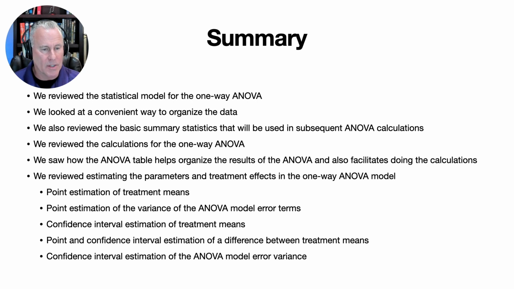We looked at point estimation of treatment means. We then looked at point estimation of the variance of the ANOVA model error terms. We then put these two results together to come up with confidence interval estimates for the treatment means. We also looked at point and confidence interval estimation of a difference between treatment means. And finally, we saw how to construct confidence interval estimates of the ANOVA model error variance.